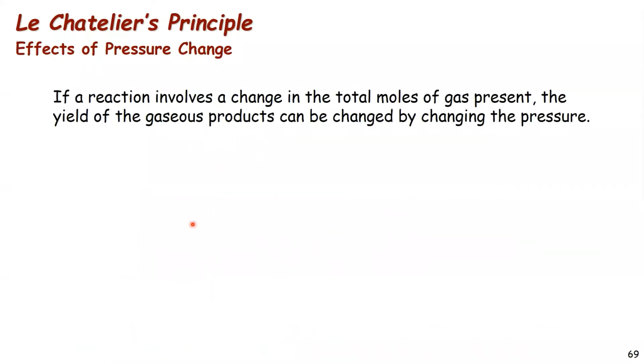Okay, if a reaction involves a change in the total moles of gas present, then a change in pressure will affect equilibrium. But it has to have a different number of moles of reactant gas compared to product gas. If there are the same number of moles of reactant gas as there is product gas, a change in pressure will not affect the equilibrium, okay?